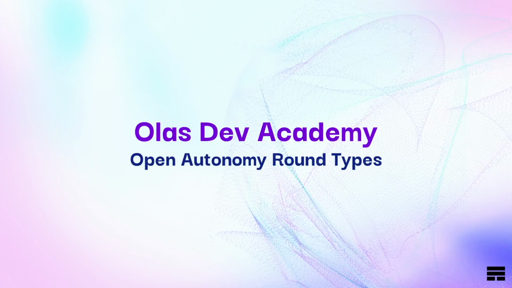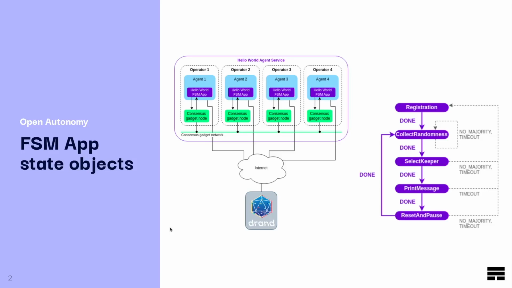In this video, we will review the different round types that you have available in the Open Autonomy framework that you can use to build your autonomous service. Remember that an autonomous service built with the Open Autonomy framework is structured as a finite state machine. This finite state machine may contain a different set of states with a different set of transitions, and it is encoded in what is known as the FSM map.